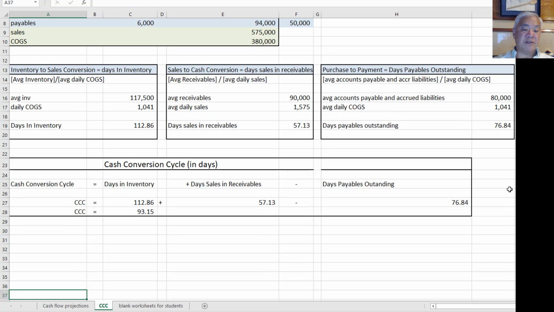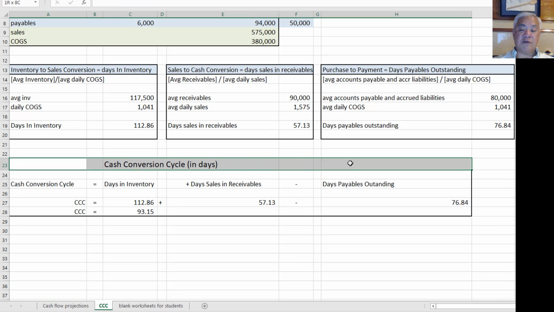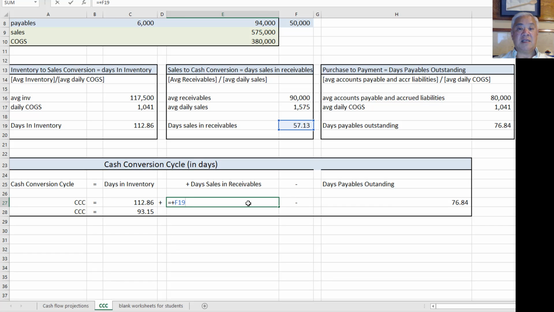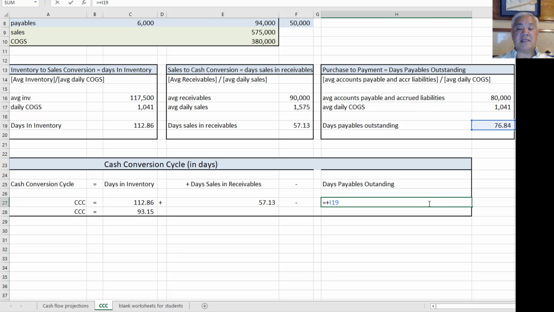So now we're ready to compute the cash conversion cycle. So this particular item, take the days in inventory plus the days in receivables minus the days payable outstanding. So 112 is inventory, 57 is receivables, and 76 is days payable outstanding. So the CCC, or cash conversion cycle, equals 112 plus 57 minus 76, or 93.